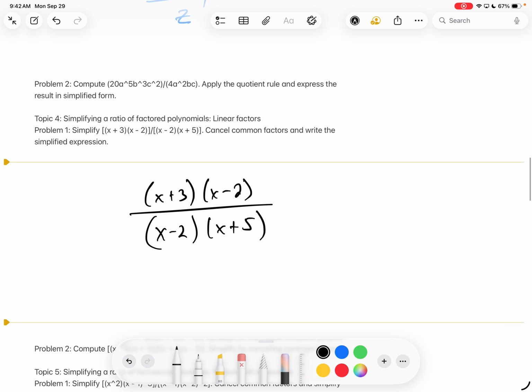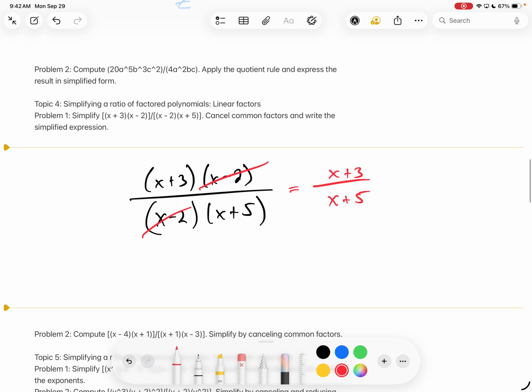But when you get done with the factoring steps, what you can do is look for being able to cross these out. So these are different factors. They're looked at as one. You got two factors on top, two factors on the bottom. If you have the same, you can cross those out. Okay, so I have x plus 3 on top and x plus 5 on the bottom left over.